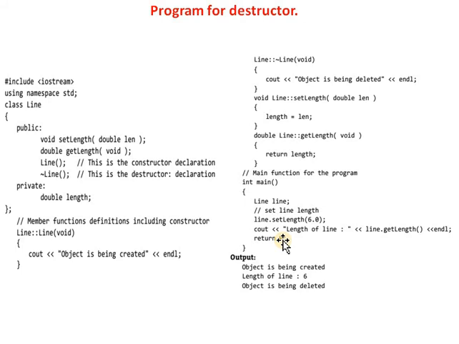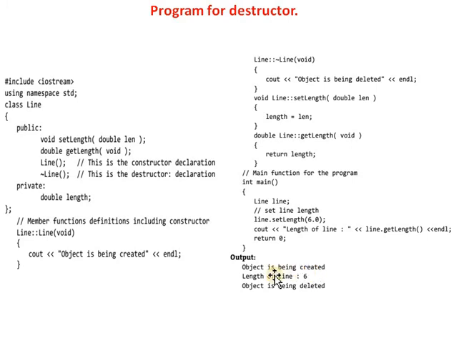Whenever you compile and execute this particular program, it returns the output as "object is being created", because the execution of a C++ program starts from the main function. First, in the main function we create the object of a class. Whenever we create the object of a class, the constructor function is automatically called. So it displays the message "object is being created".